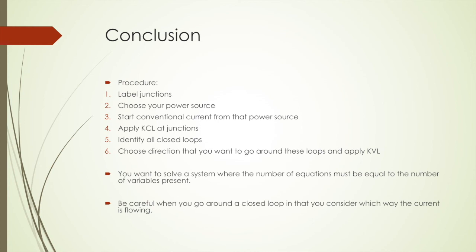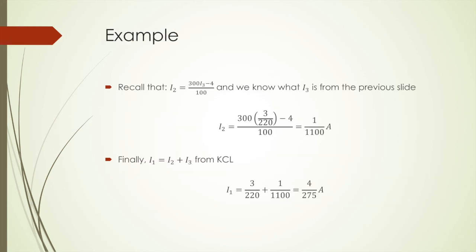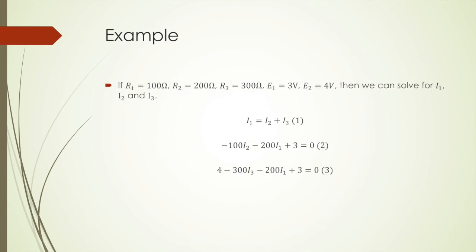Two final things is that you want to solve a system where the number of equations is equal to the number of variables. So if I have to solve for 3 currents, then I would want to have 3 equations. Then I get distinct solutions. And the last point is really important, is that if I'm going around the loop in a certain way, I'll show it here in the previous slide.